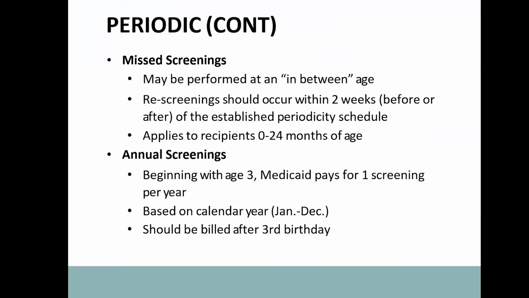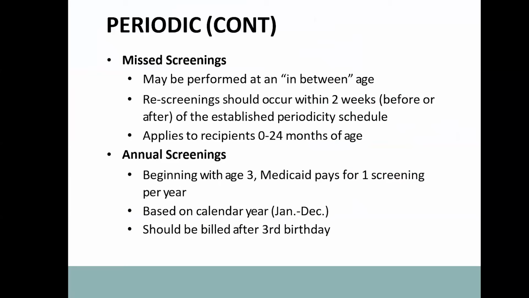Now back to complete our discussion on periodic screenings. If a periodic screening has not been performed on time according to the periodicity schedule, for instance, if the 2-month periodic screening was missed, then a screening may be performed at an in-between age, for example, at 3 months, and then billed as a periodic screening.